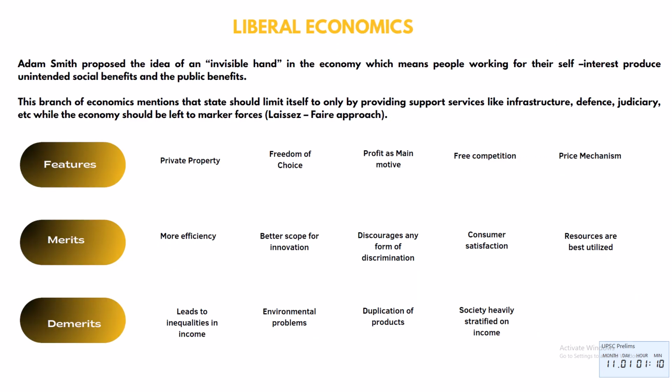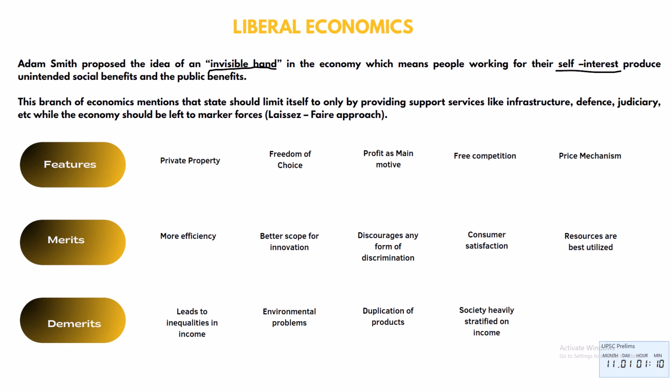This is an important part. Liberal economics is very important to understand the upcoming parts of the economics GS3 subject. Liberal economics, mixed economics, and socialist economics will all be dealt with together. Let's look into it. Adam Smith proposed the idea of the invisible hand in the economy, which means people working for their self-interest, and here self-interest is a highlight keyword, produce unintended social benefits and public benefits.